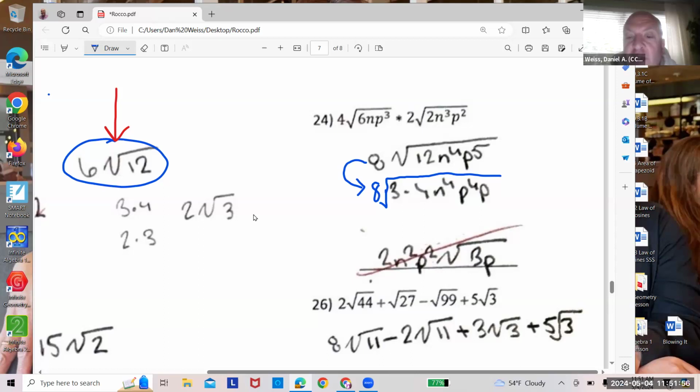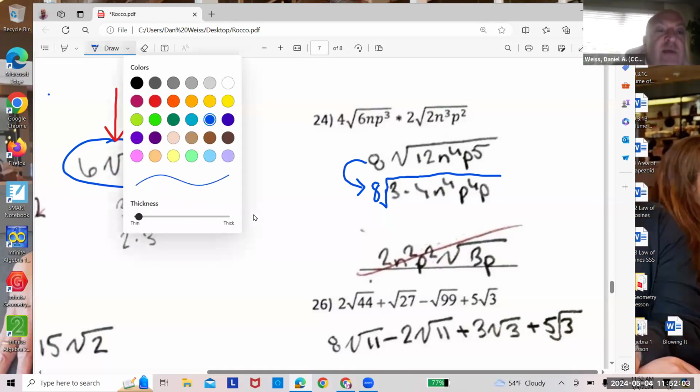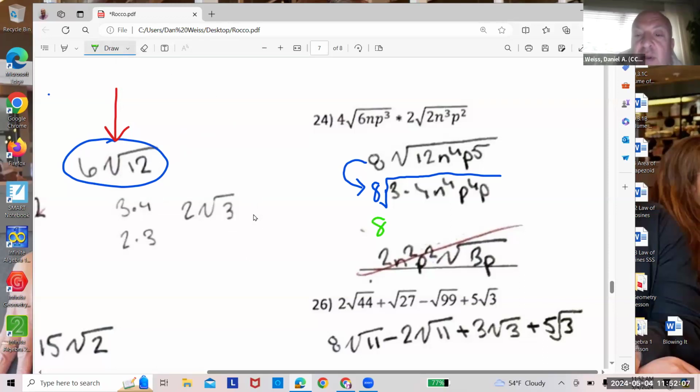Well, let's see what happens. Anyway, square root of 4 is 2. I'm going to put this 8 down here, and this 3 is going to stay here. Square root of 4, that's 2. I'm going to put a 2 out here. Okay. N to the 4th, take the square root, n to the 2nd.